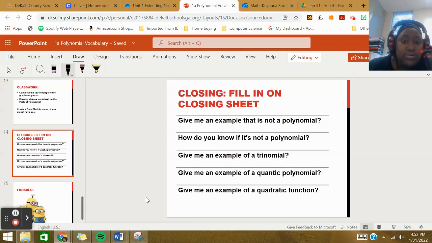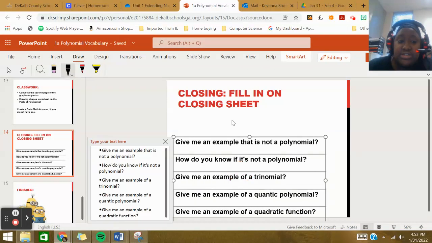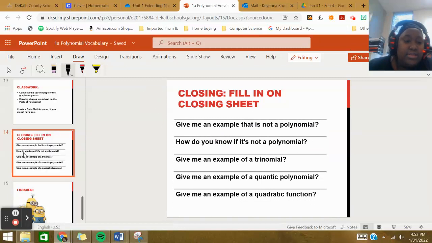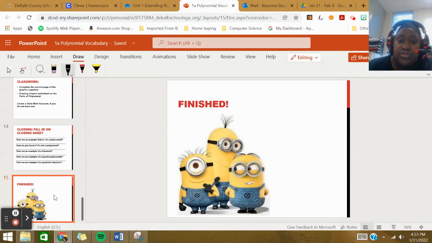Other than that, we have a closing. You're going to answer these 5 questions on the closing sheet. So you'll just delete the section on the closing sheet and answer the 5 questions. And then after you do that, then you will be finished, guys. And if you have any additional questions, please let me know.